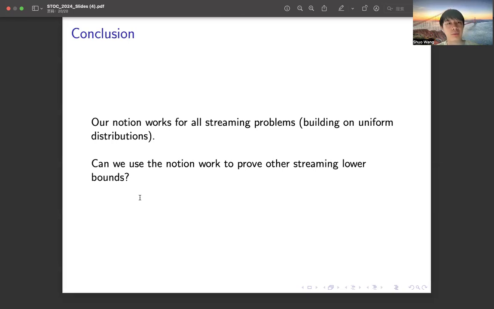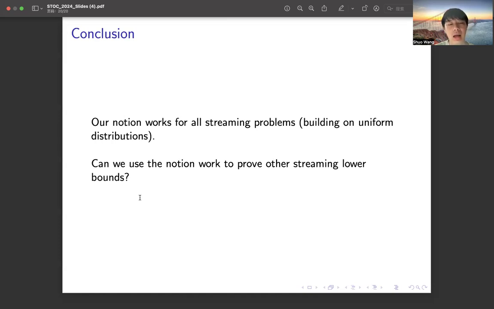And at the end, I want to make a conclusion. I think in our paper, the very important contribution is that we proposed a new information complexity notion for multi-pass streaming algorithms. And it is the first time we use an information theoretical approach to directly prove lower bounds for streaming algorithms. Previously, most proofs of multi-pass streaming lower bounds were from reductions to some communication problem, using a lower bound for the communication problem to prove the lower bound for multi-pass streaming algorithms.